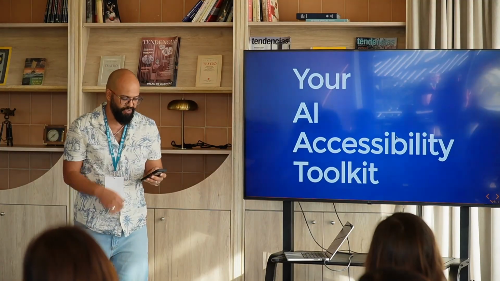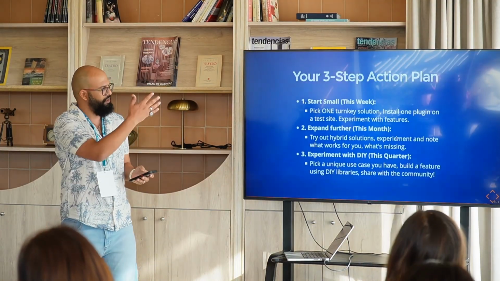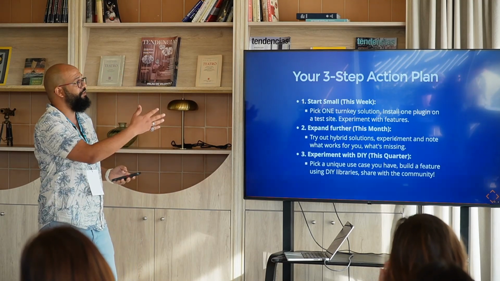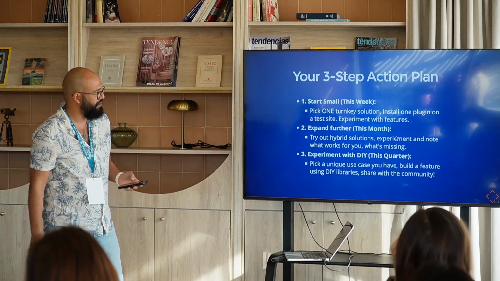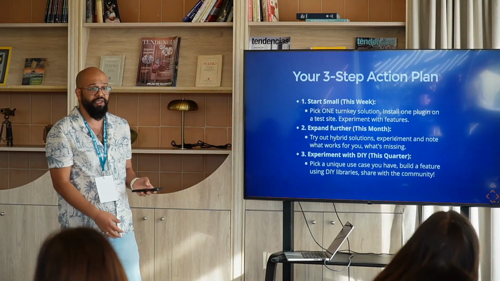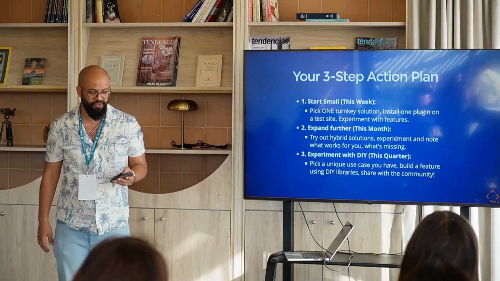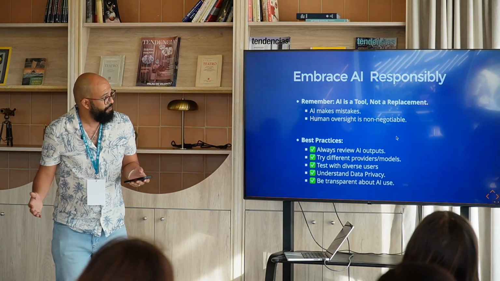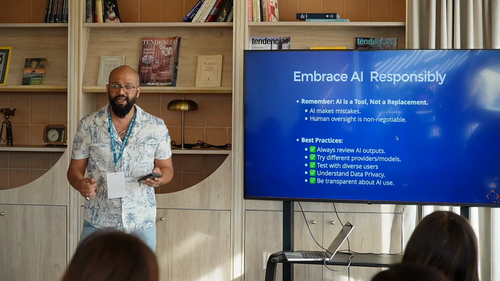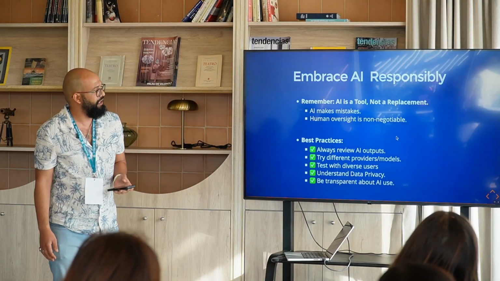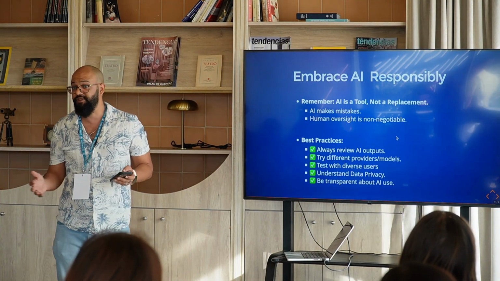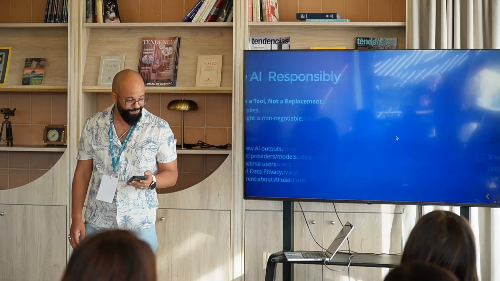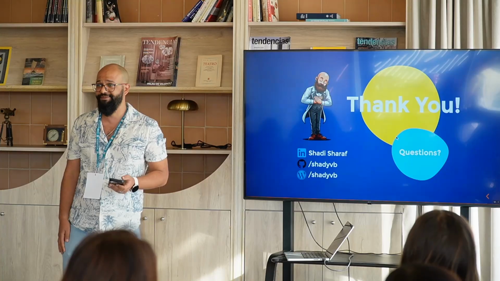So after that, what's next? You can follow the plan, as we said: pick one turnkey solution, try it out, and expand further, try to build something on top of it, and then experiment with DIY and try to build these AI features on your own. And remember, AI makes mistakes. The human side is non-negotiable. Always review the outputs and try different models and providers, and share with the community what you built in the end. That's it. Thank you.